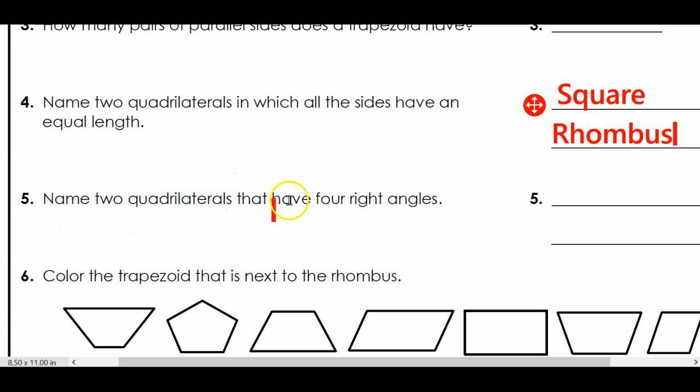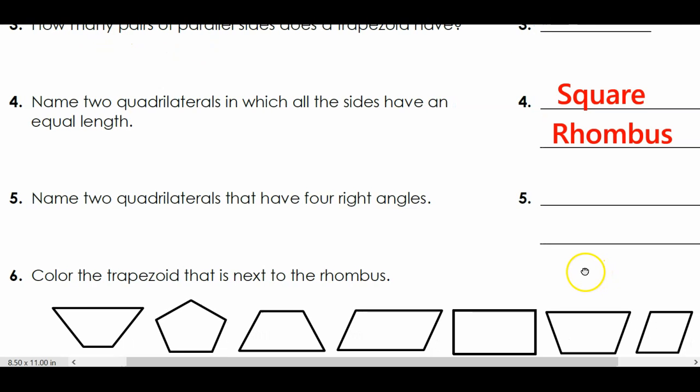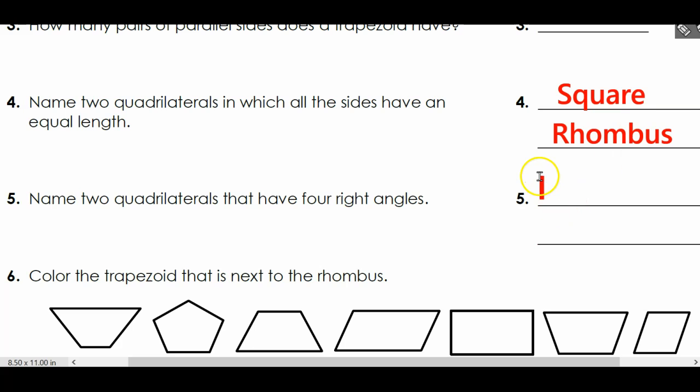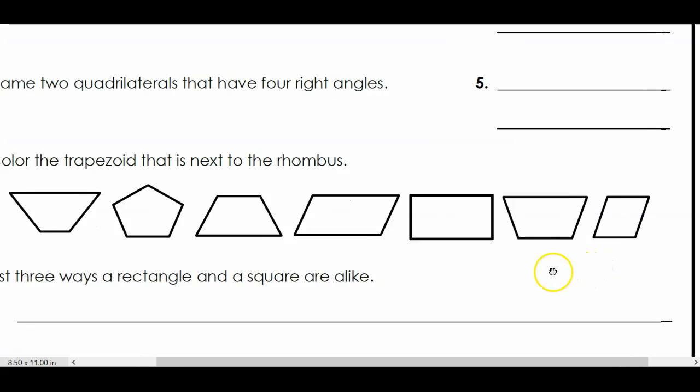Okay. Name 2 quadrilaterals that have 4 right angles. I'm going to have you do that one. Go. So Jacqueline said a rectangle. Yeah, what's the other one? What's another shape that has all 4 right angles? A square, yes. Awesome. Sweet. Perfect.